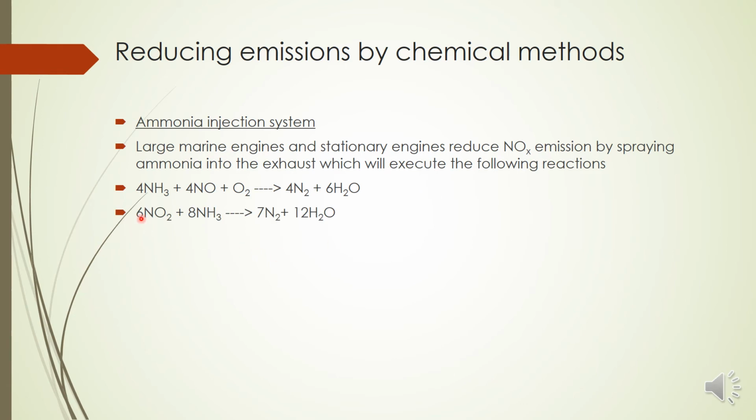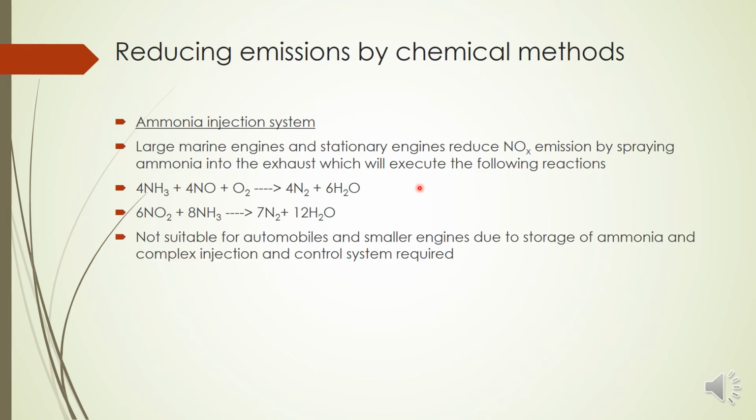Similarly, nitrogen dioxide will also react with ammonia to form nitrogen and water. So both the nitrogen monoxide and dioxide are converted into nitrogen and water vapor with the help of this ammonia injection. But it is not suitable for automobiles and smaller engines. We know that for the storage of ammonia we require a tank, and we have to use a complex injection and control system. So all these are not possible in automobiles and smaller engines. But we can use it in marine engines or large stationary engines. This method is used there.